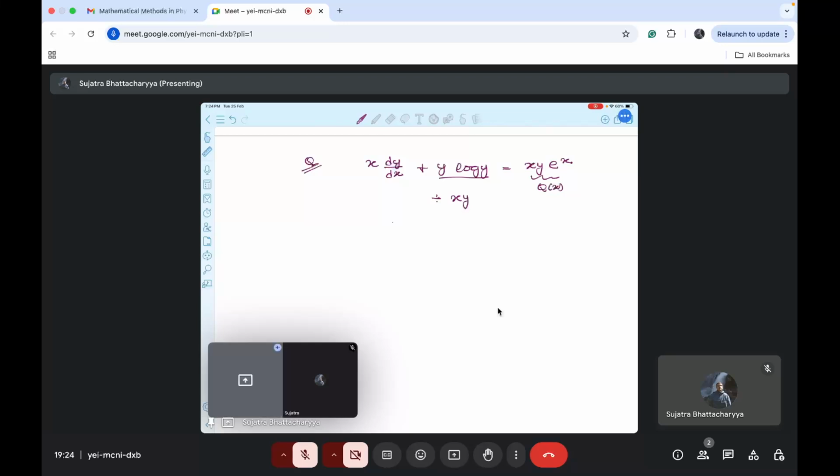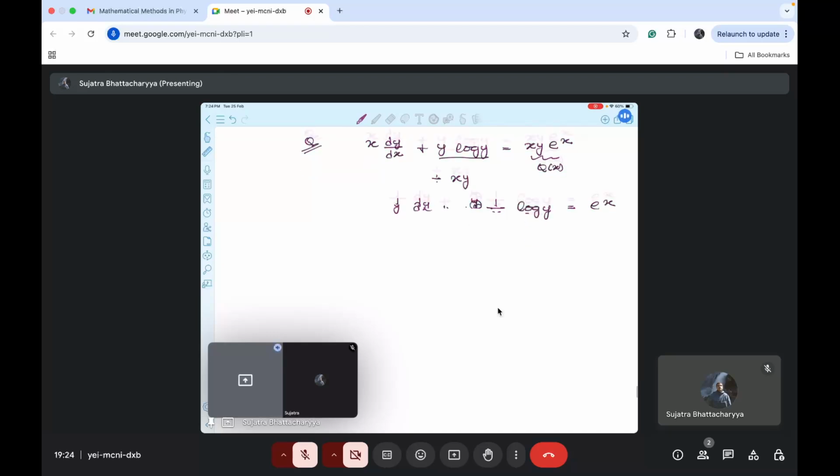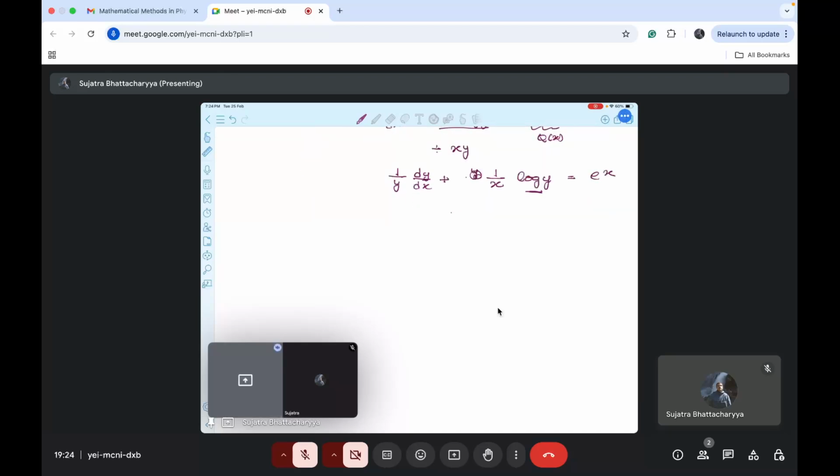Okay. So what you find is this will be 1 by y dy dx plus 1 by x log of y, and this is e to the power x. Now this becomes q of x, but here there is still a problem. Ultimately you have to remember that here you must have a dependent variable only, right? Because what is the general form? dy by dx plus p of x y is equal to q of x.